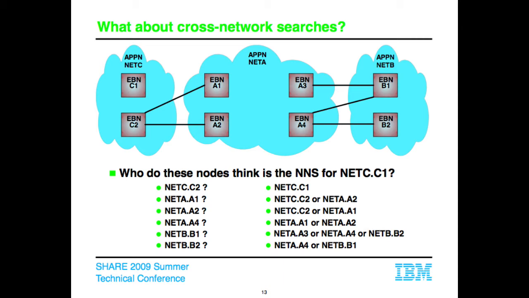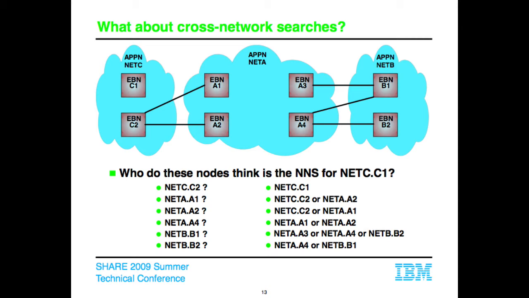Who does A2 think is the network node server for the resources on C1? Well, if you are following the last discussion, then you're probably going to see that this is just the opposite. Clearly, A2 would go to C2 as the first route, but if that link was down, A2 would want to go up to A1 and then come back down to C2.